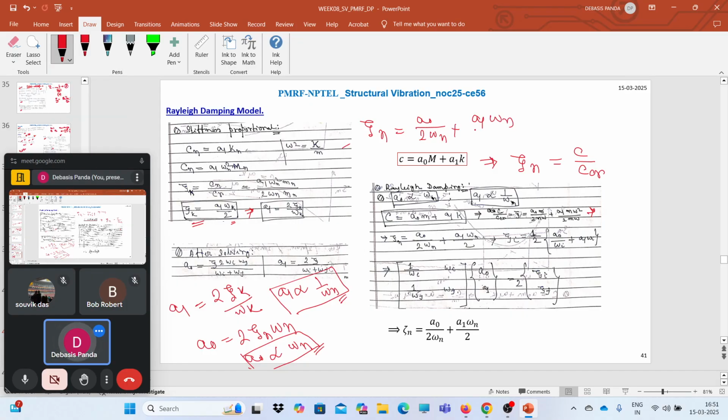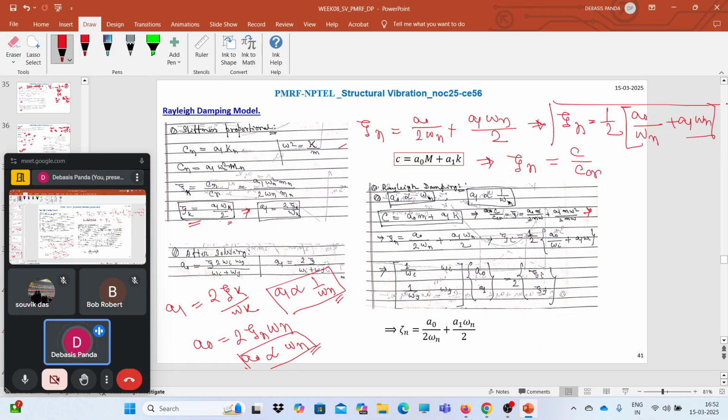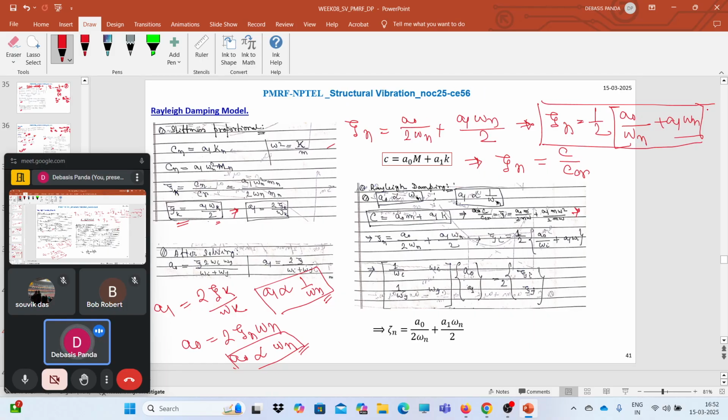A1 omega n by 2, I think. Yeah. So if I simplify again, zeta n will look like half A naught by omega n plus A1 omega n. So this is the final formula for damping ratio corresponding to each node and each natural frequency.